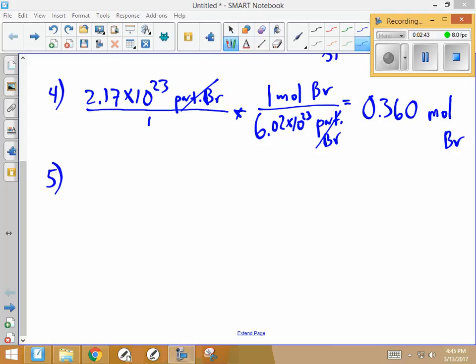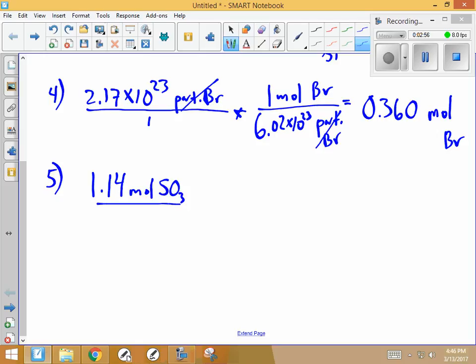Now something a little different. How many atoms are in 1.14 moles of sulfur trioxide? 1.14 moles sulfur trioxide. And we want to get all the way over here to the end. We want to get number of atoms. That's what we're trying to get to. So we're going to have a couple of conversion factors in here. We know that the last one is going to have number of atoms.